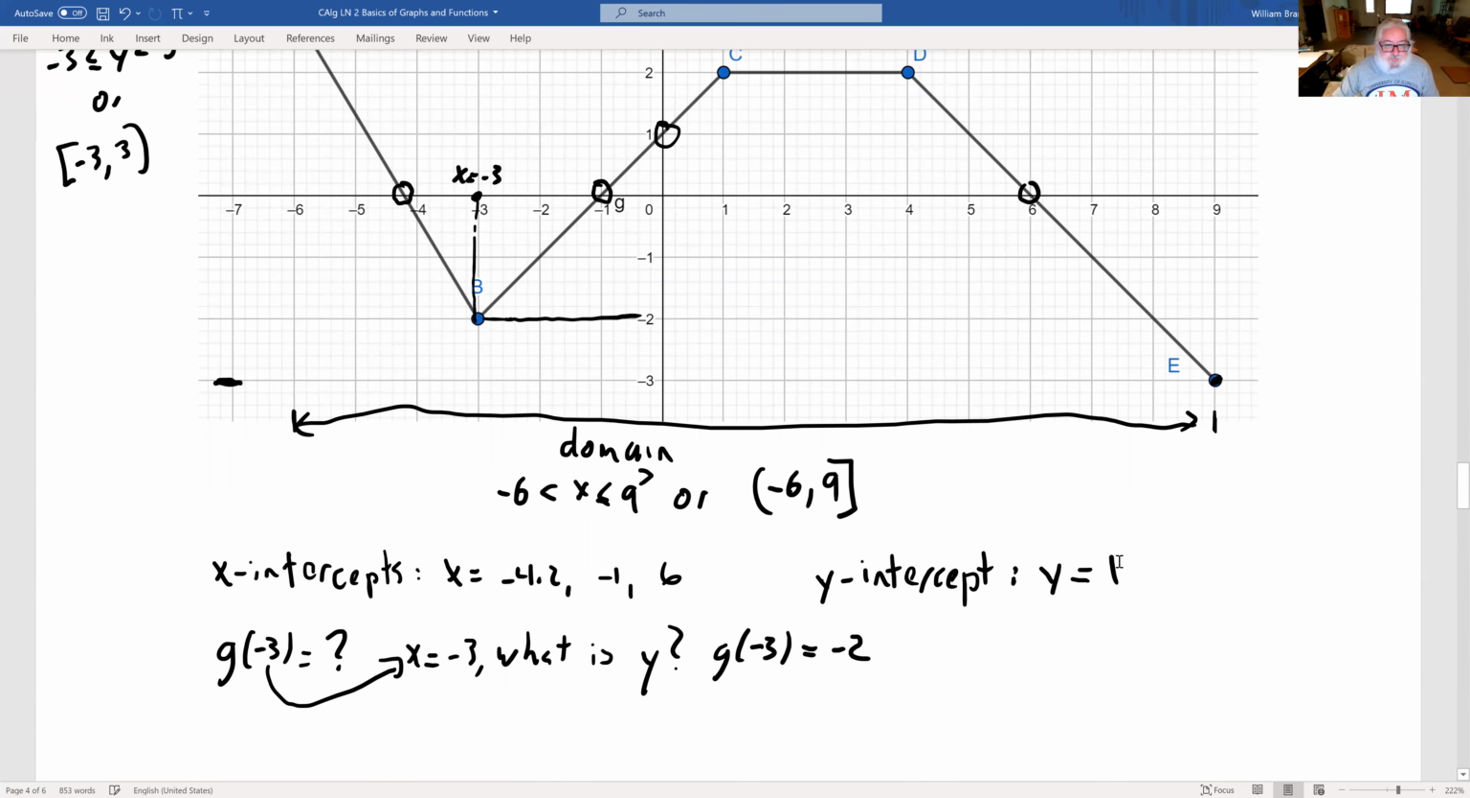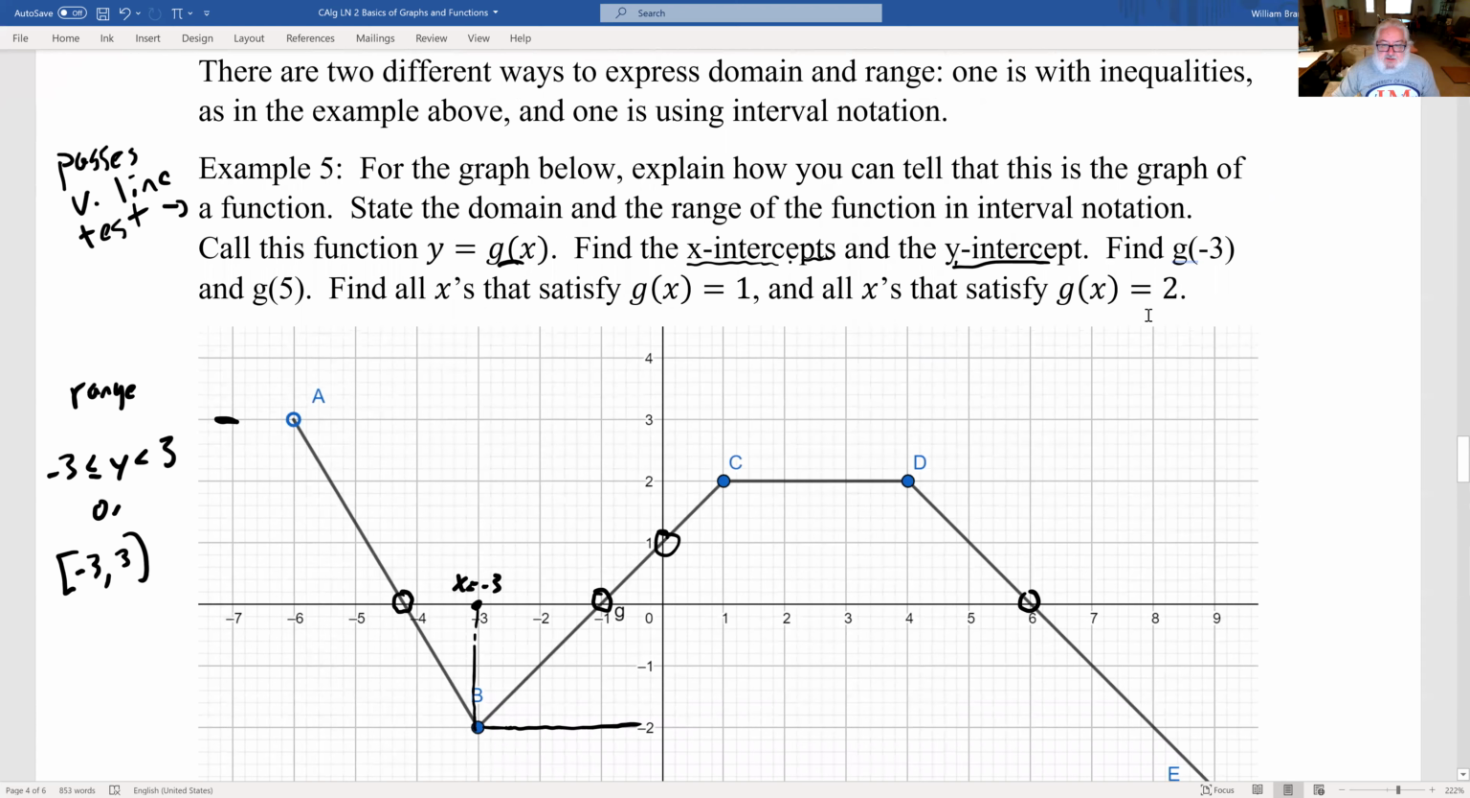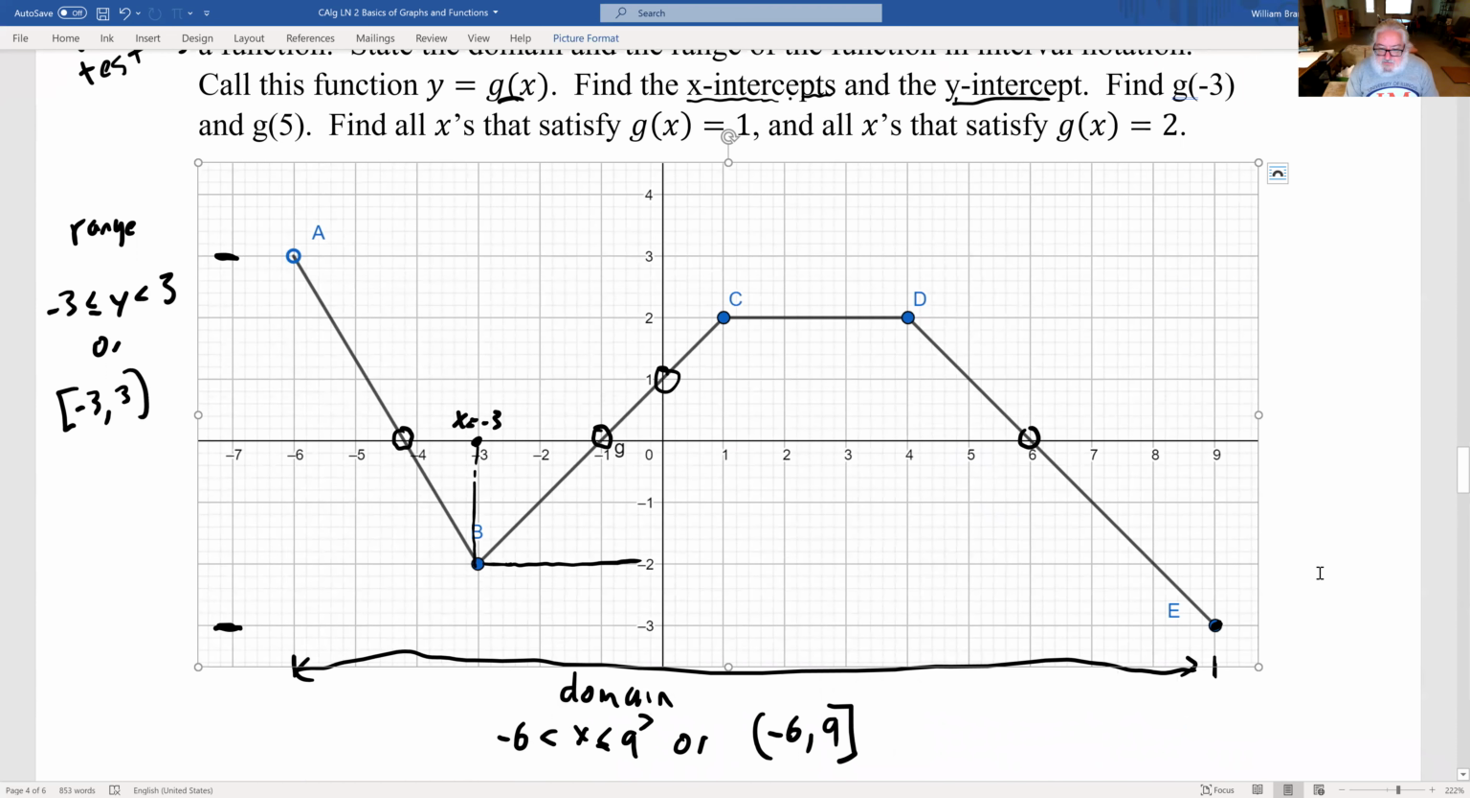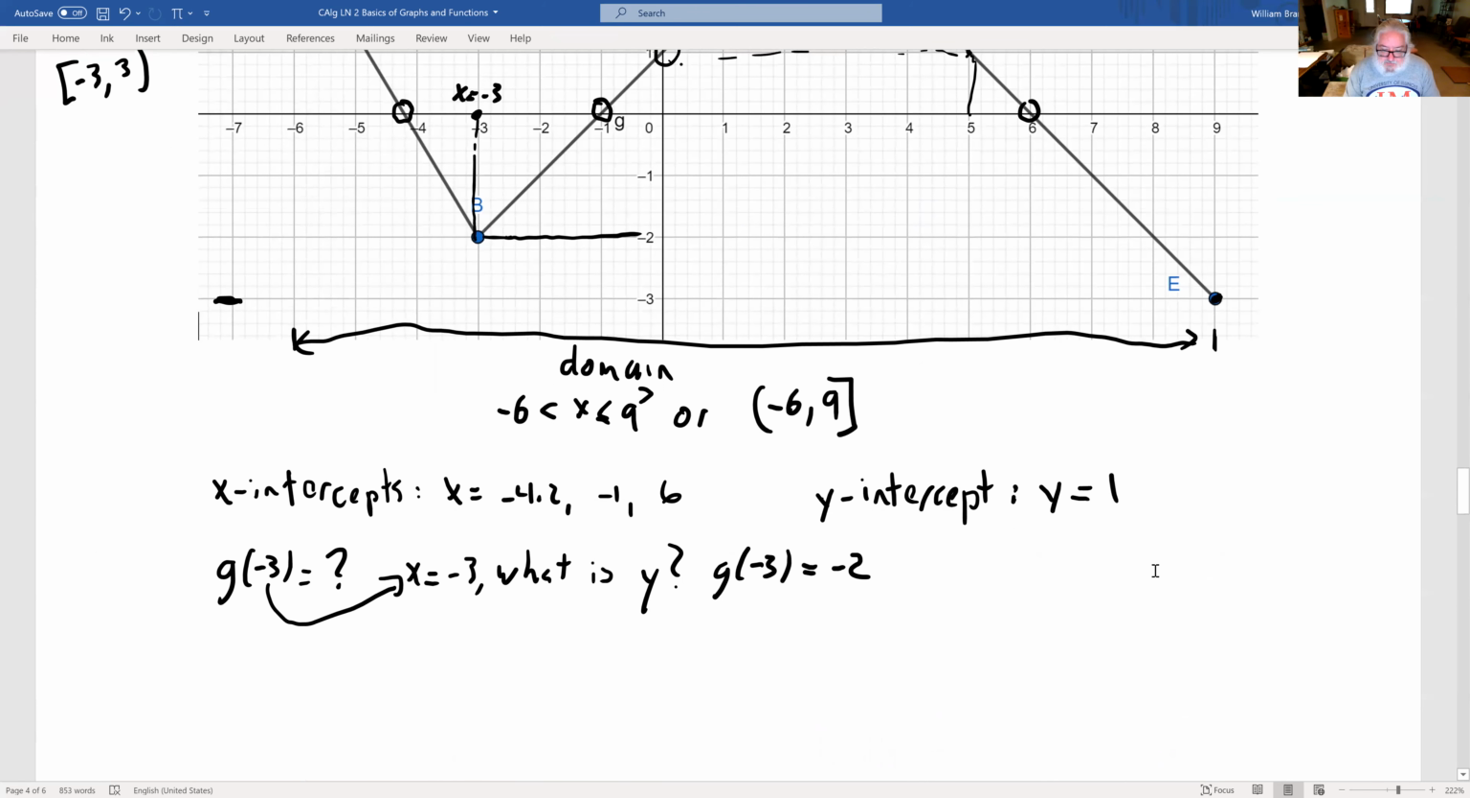So that's here. Great. g of 5, right? What's g of 5? Well, that means we go to x equals 5. That's here. And then we go up to this point on the graph and we read off what its y value is. Its y value is 1. So g of 5 equals 1. So that's an x value. We want to know the y value. This is an x value. We want to know what the y value is, and that will turn out to be -2.